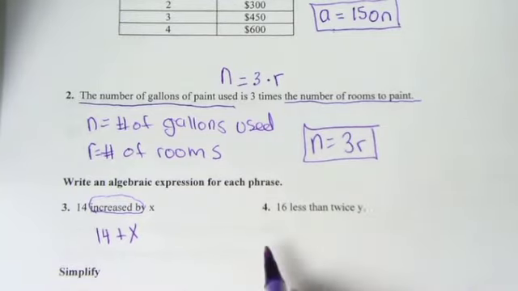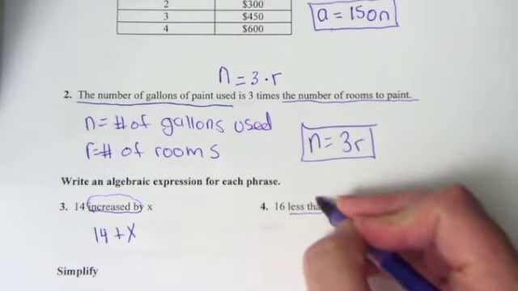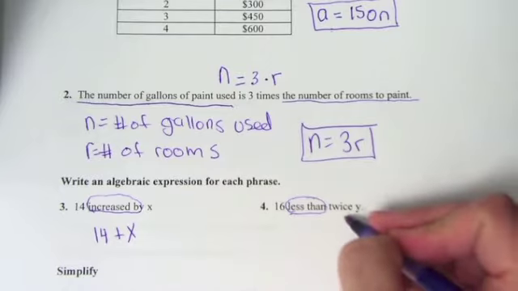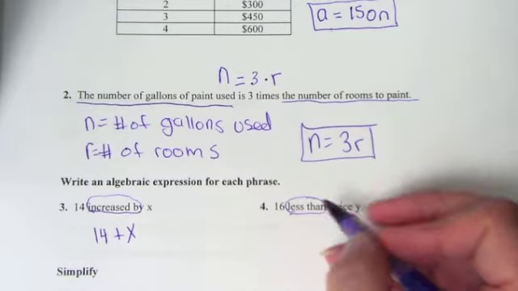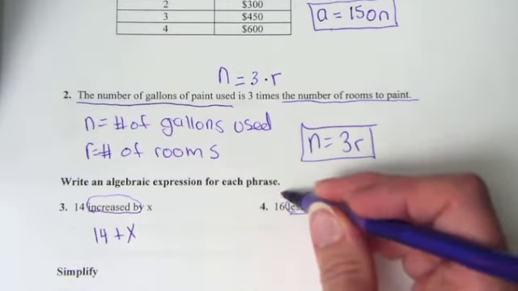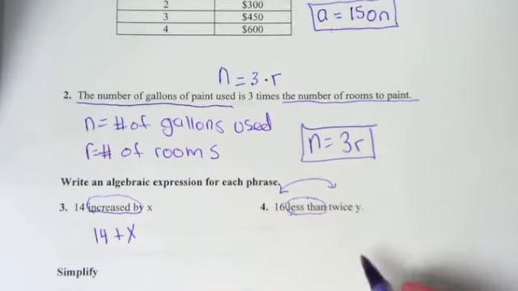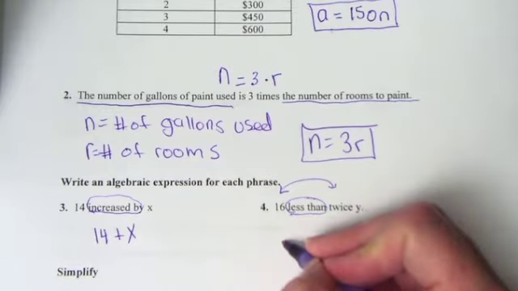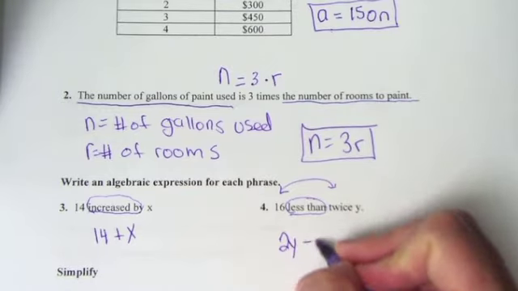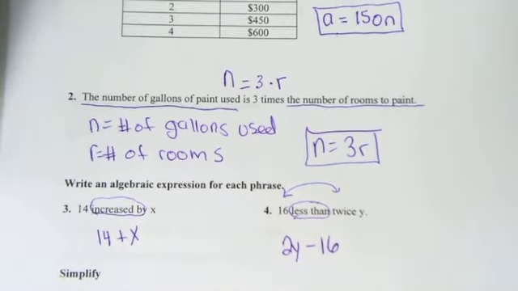All right, on number 4, we have to pay attention because this one says less than. 16 less than twice Y. Well, twice Y, twice means you're multiplying something by 2. So we know we're going to multiply this Y by 2. Now, it says less than. Remember, less than is that tricky set of words where you kind of have to reverse what you're putting in. So instead of starting with 16, we're going to start with the 2y. So we start with 2y, and then we take 16 away from it. So that should be your answer, 2y minus 16.